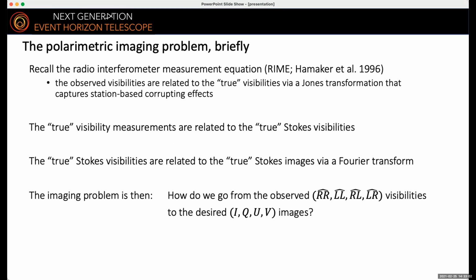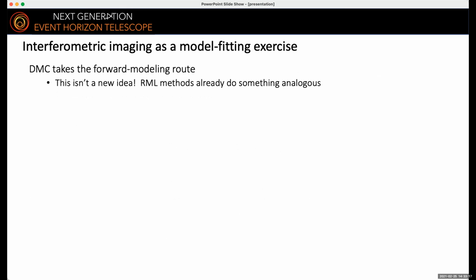And so the polarimetric imaging problem is then just the project of determining the underlying Stokes images given the observed parallel and cross-hand visibilities in a manner that accounts for all of the corrupting effects along the way. And this is the problem that DMC has been designed to solve. So DMC is a forward modeling software.